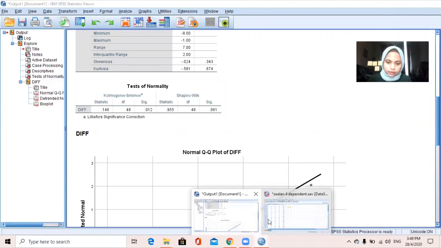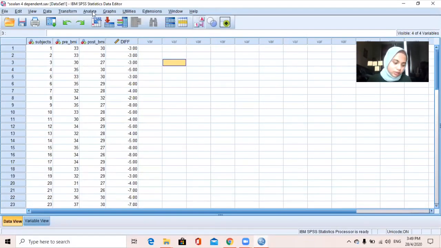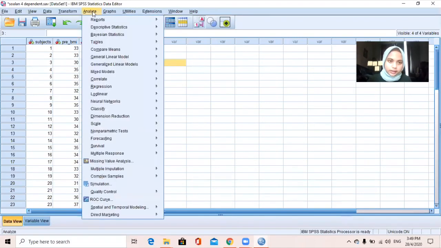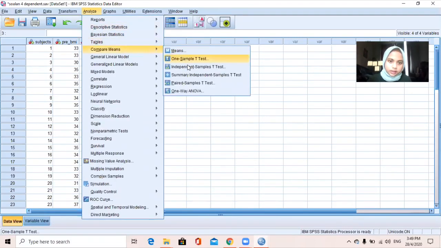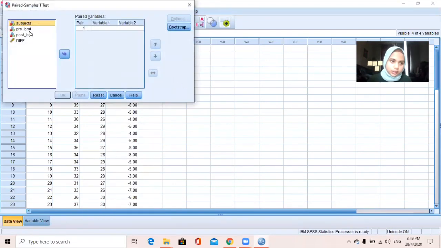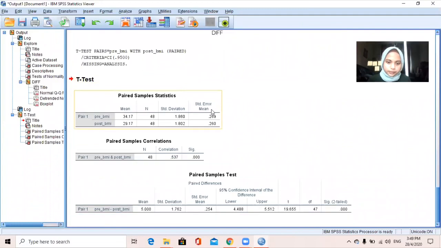Okay, next we need to analyze the paired t-test. So we go to Analyze, Compare Means, Paired-Samples t-test, pre-BMI as variable 1, post-BMI as variable 2. Okay, so from the table shown, the pre-BMI and post-BMI p-value is equal to 0.000, where the p-value is less than 0.05. So there is a significant difference and we are able to reject the null hypothesis.